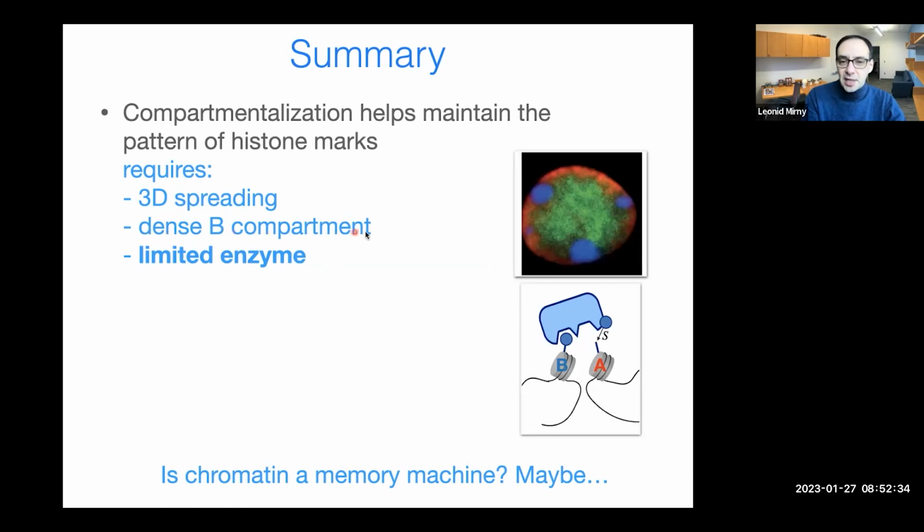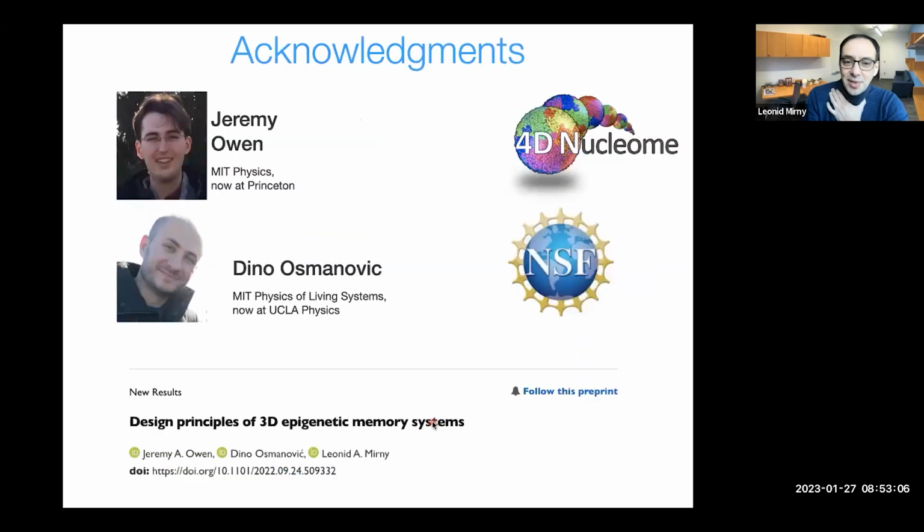It requires a denser B compartment. This is something that I think there is a consensus about. We still don't know what mechanism leads to this densification. And it also relies on a limited enzyme, so that the level of the enzymes that spread the marks should be under strict control. And with this, we can start thinking about the chromosome as a memory machine that helps preserve the one-dimensional sequence of marks, or episequence. For me, it was a surprising finding that 3D folding helps maintain the 1D sequence.